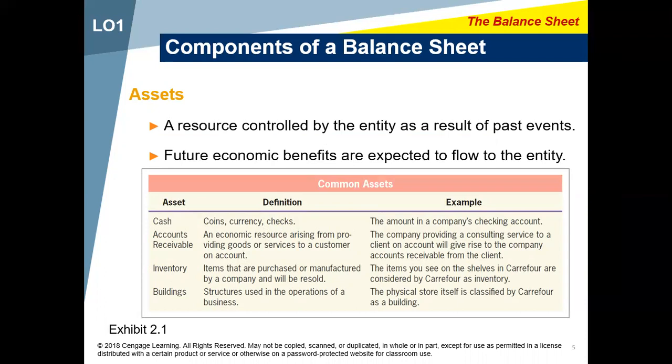What are the kinds of assets? Number one is cash. You have coins, currency, and checks. Examples are the company's checking account, the savings account, and the petty cash. What else? The 3-month depository or the 3-month treasury bill is also cash. It's also part of cash and cash equivalents.